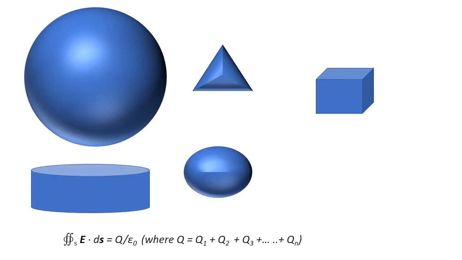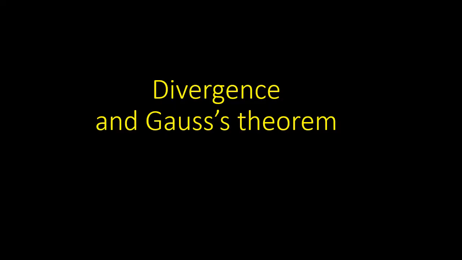So from Maxwell's first equation, the amount of flux coming out of these surfaces is the same. It doesn't matter what the size or shape of the surface is, and it doesn't matter where the charges are situated within the surface. Providing the charge enclosed is the same, the flux coming out is the same. Now, to go on to the differential form of Maxwell's equations, we need to understand a bit about divergence and something called Gauss's theorem, which I'll talk about next.